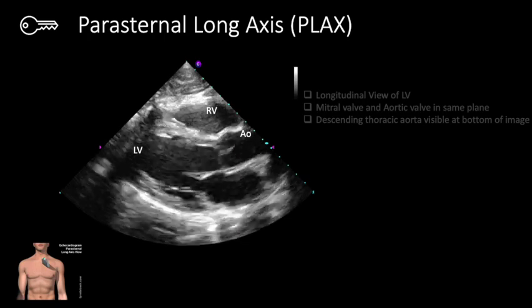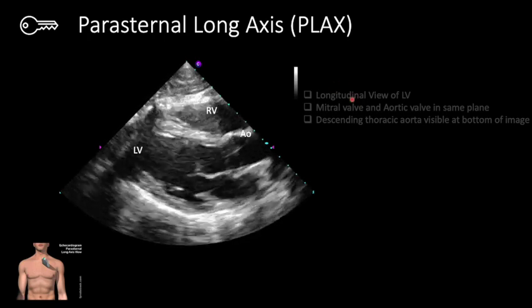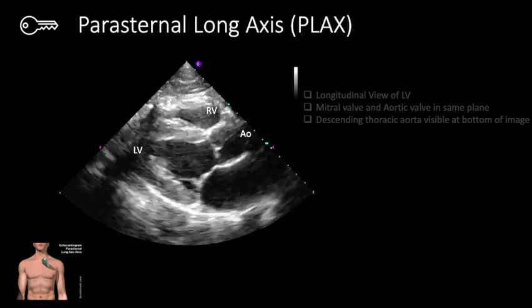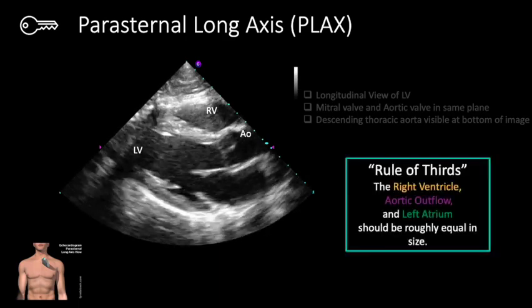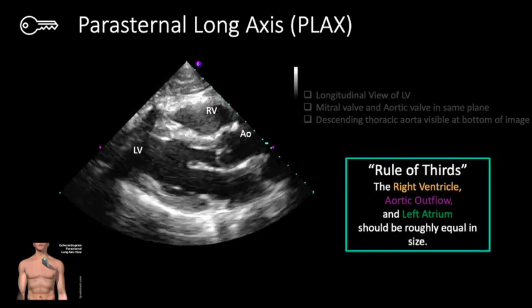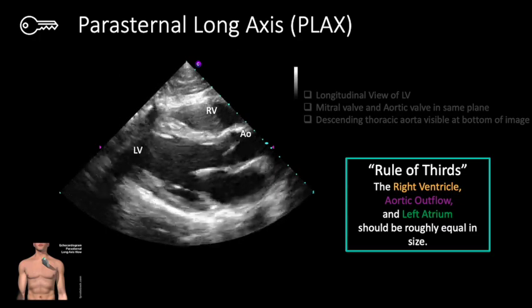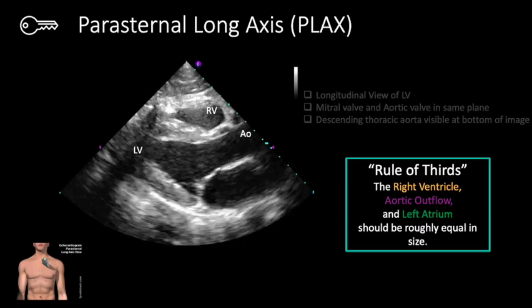And I've darkened our optimal imaging checklist here at the top, but you can see that from our previous lecture, so that you know this is a parasternal long axis view and it's an optimal view. And when we look at the right ventricle on the parasternal long axis view, our rule of thumb is that it should be about the same size and diameter as the aortic outflow and the left atrium. And we call this the rule of thirds.